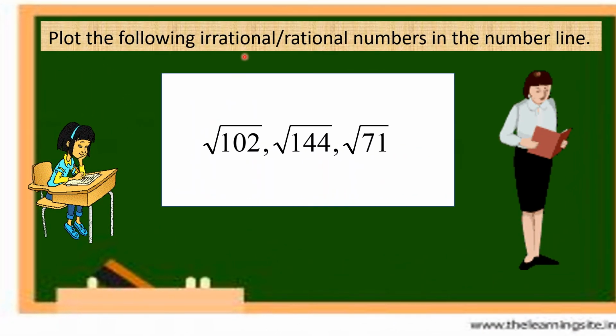We need to plot the following irrational and rational numbers in the number line. We have square root of 102, square root of 144, and square root of 71.